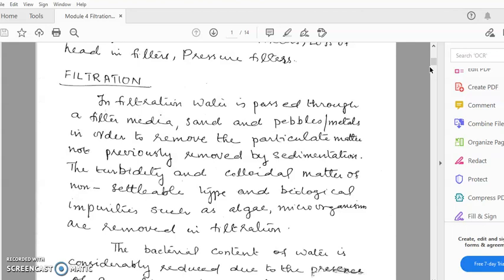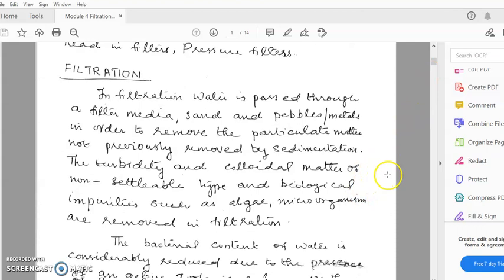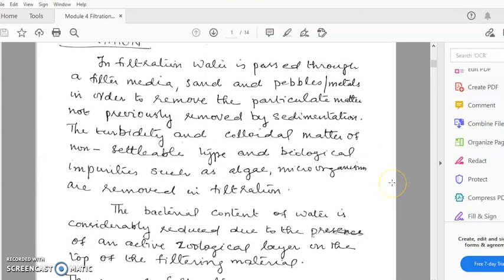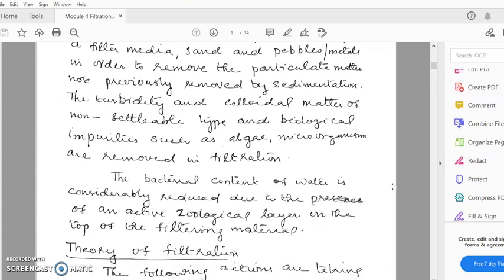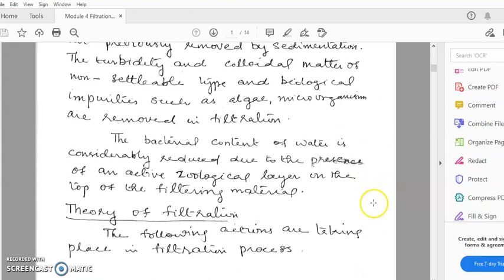Now, the bacterial content of water is considerably reduced due to the presence of an active zoological layer on the top of the filtering material. So that is the importance of filtration. That means usually the filtration process is basically biological in nature. Physical processes are there, but basically it is biological in nature. Now we will discuss the theory of filtration.